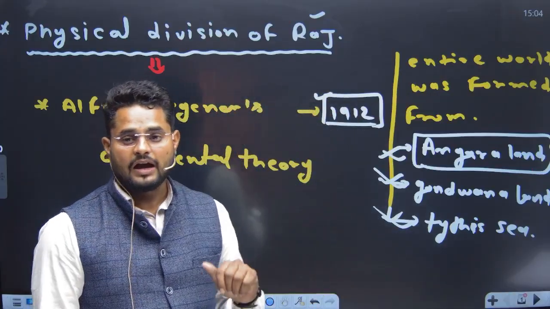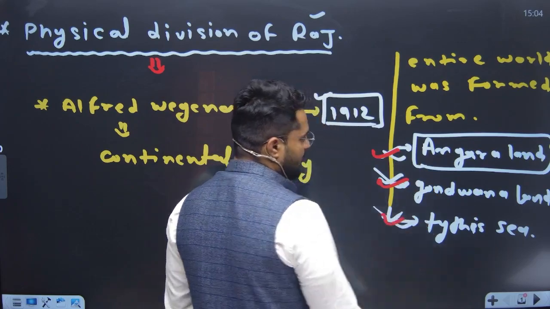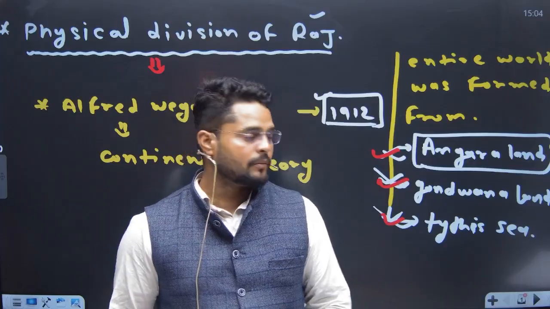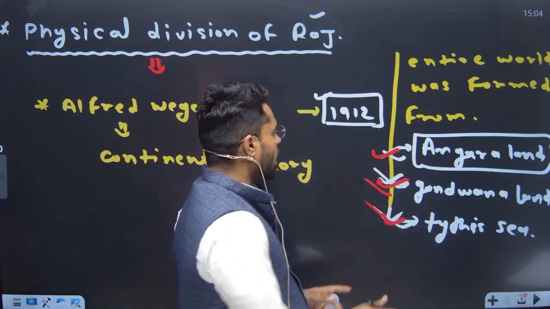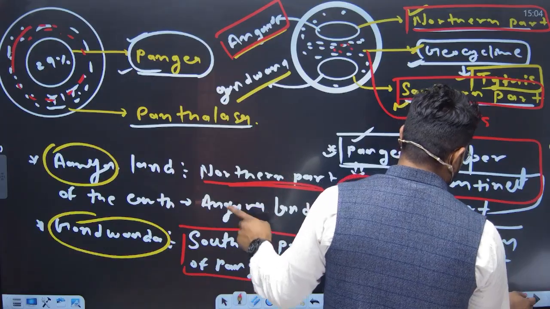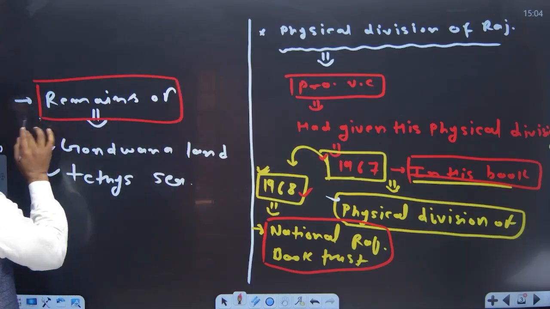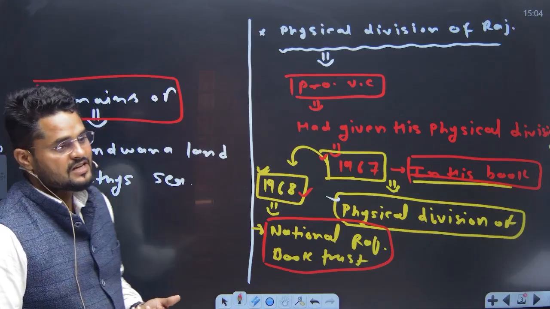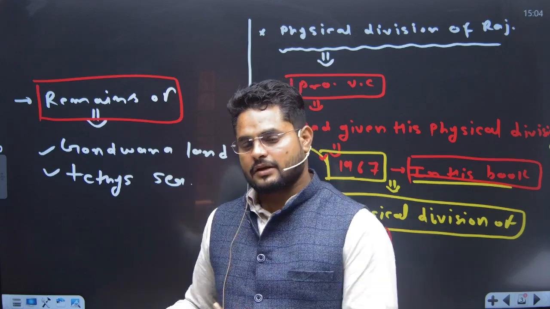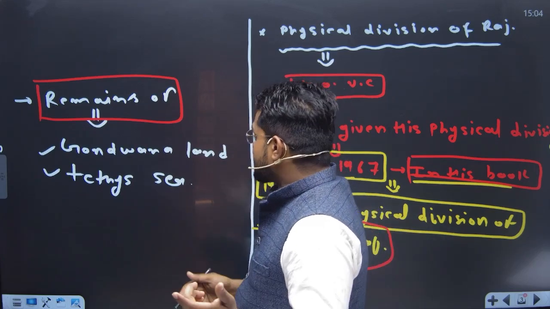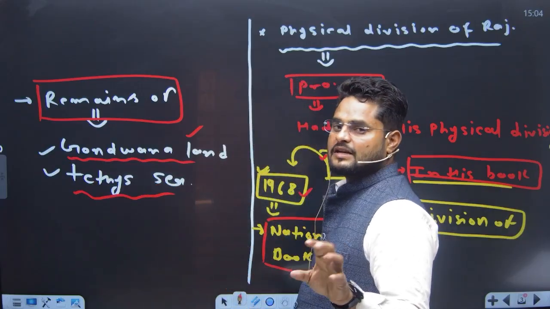So according to Alfred Wegener, our Earth is formed from Angara land, Gondwana land, and the Tethys Sea. Our Rajasthan is formed from only Gondwana land and the Tethys Sea. No part of Rajasthan and no part of India is formed from Angara land. So that is Alfred Wegener's continental theory. The moral of the theory is that Rajasthan is the remains of Gondwana land and the Tethys Sea. A question is asked from here: Hadoti plateau is remains of, Aravalli is remains of, western desert is remains of, eastern plains is remains of. Rajasthan is the remains of only Gondwana land and the Tethys Sea. No part of Rajasthan is formed from Angara land.